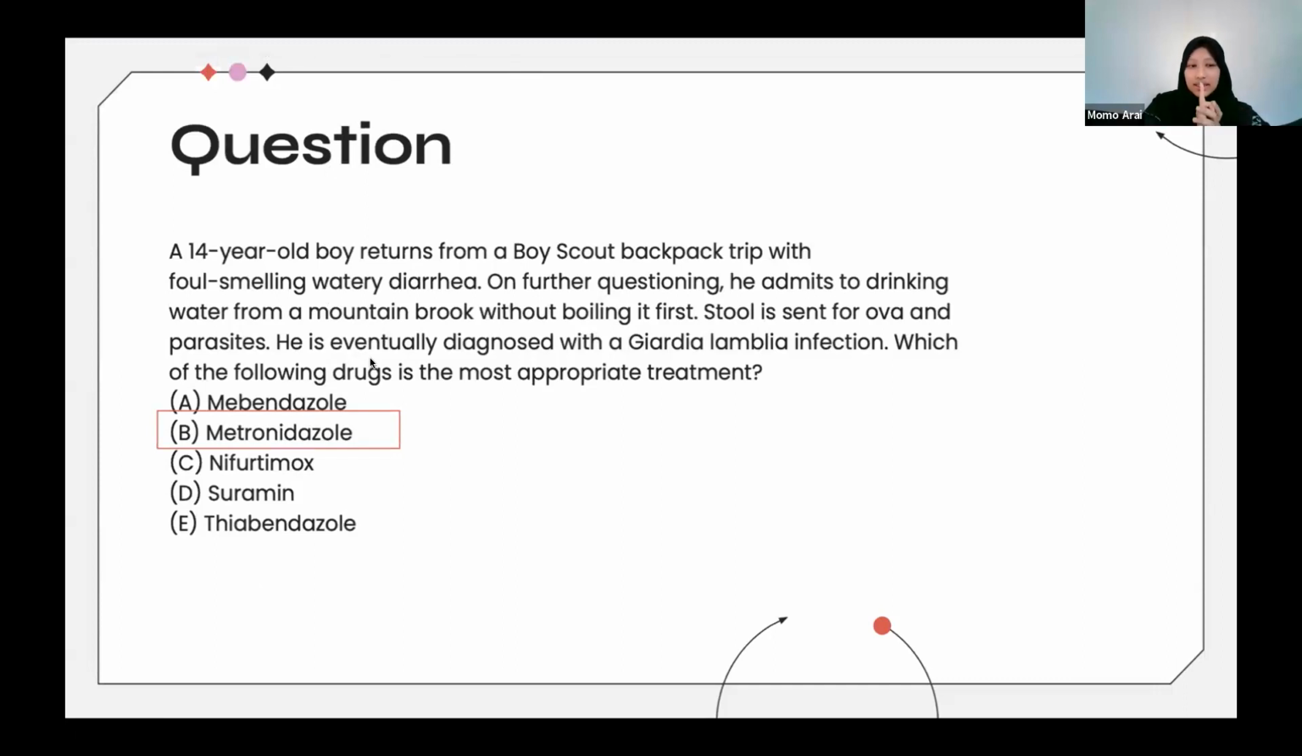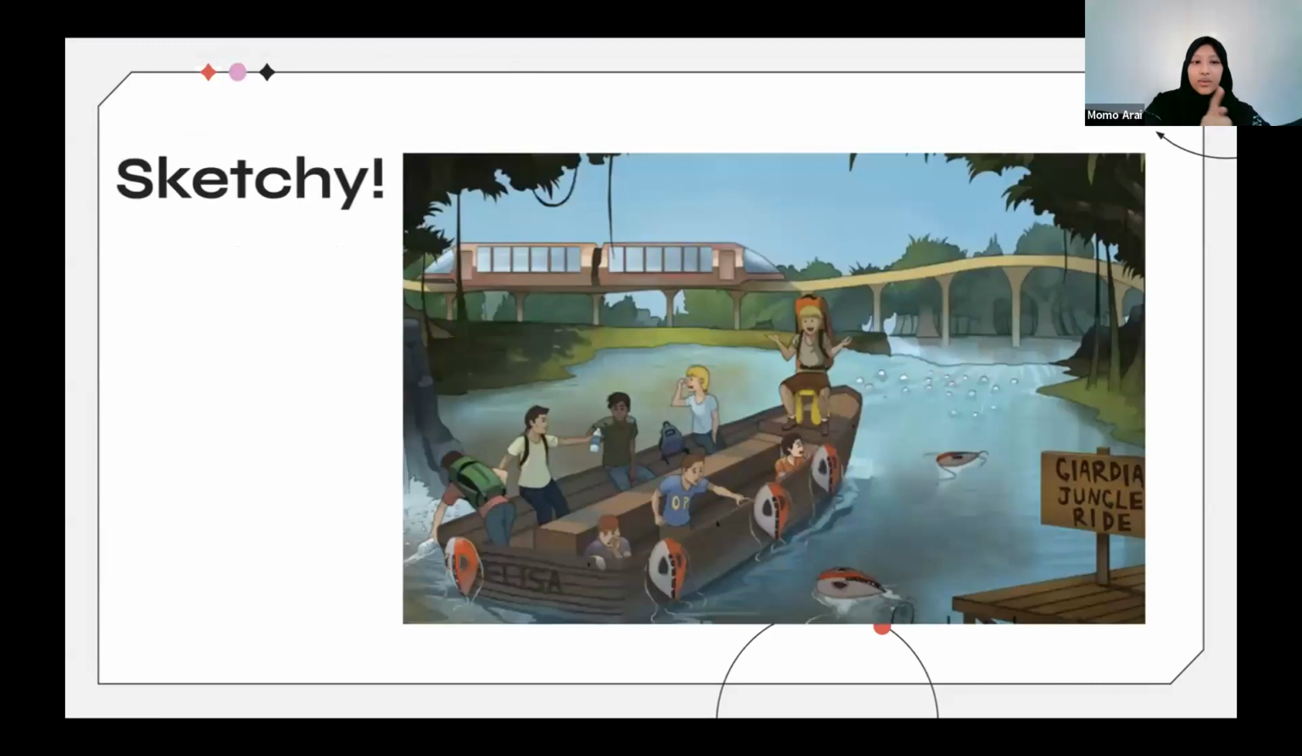Can you go to the next slide? One way you can remember this is from Sketchy. I don't know if you watched this one yet, but I used to always use Sketchy for micro, and the drugs for each parasite and bacteria helped me so much in the exam. So you can see here, I can't point to it because it's on my screen, but the train is metro, right? And the up there.